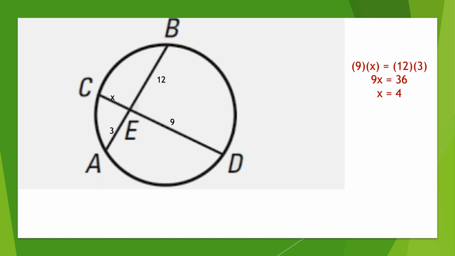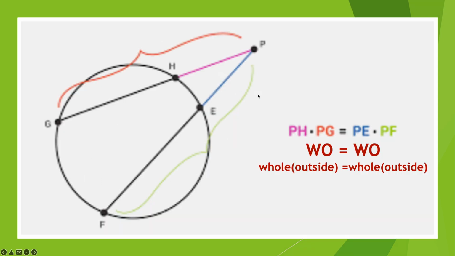So that's segments inside the circle. It really is that easy. It seems like it ought to be harder. It is not. That's all there is to it. Okay, what about if the segments are outside the circle?